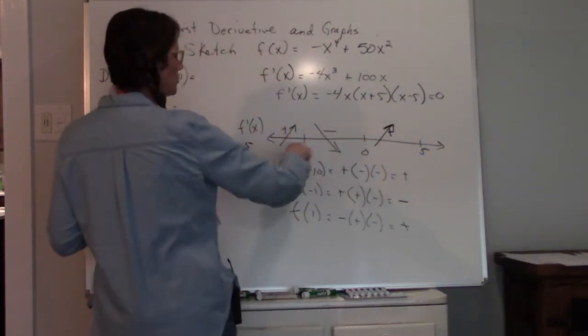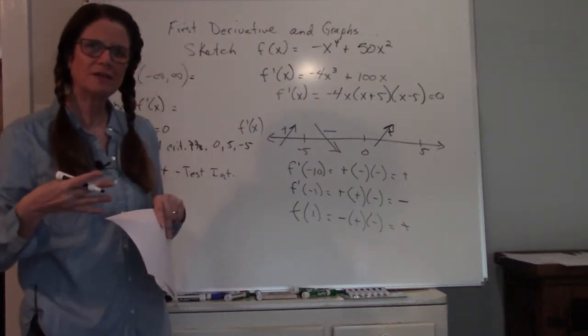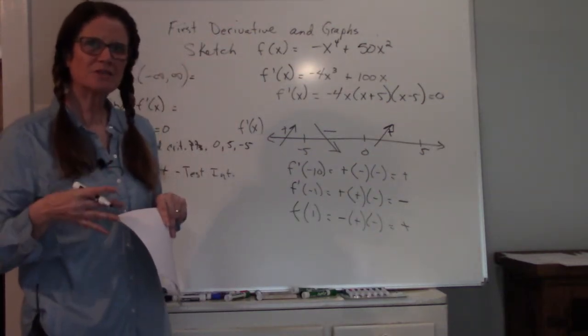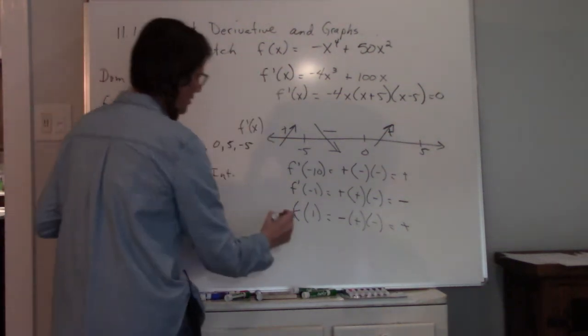Now, if you notice, with 3 critical points, I have 4 intervals that I have to test. So you will always test one more interval than the number of critical points that you have, because it just breaks up your number line.